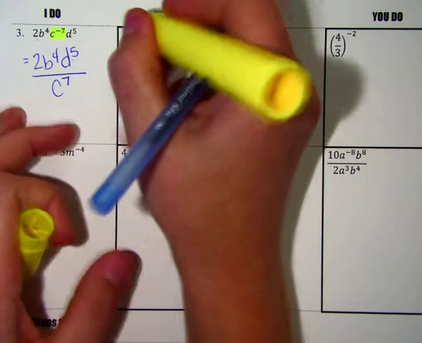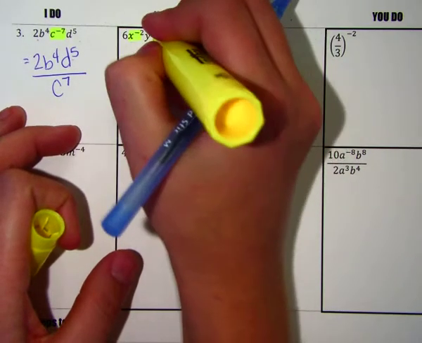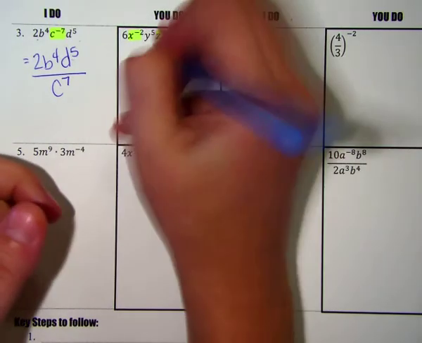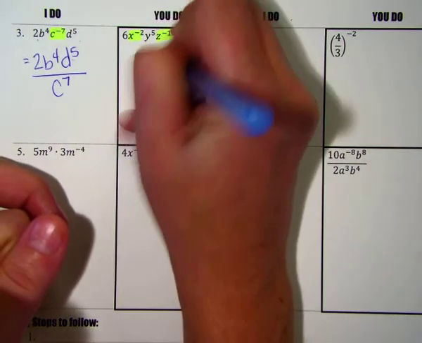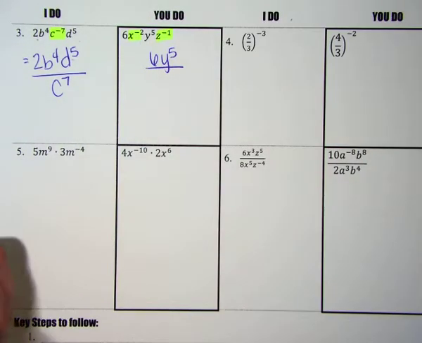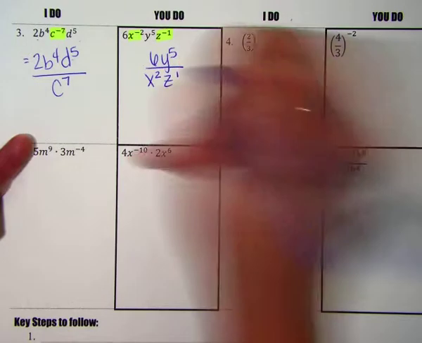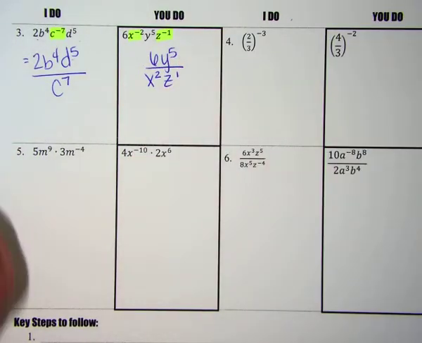This one, I'll do this really quickly. I'm going to highlight only the bases that have a negative exponent. I'm going to rewrite the 6 y to the 5th in the numerator because it's not moving. It has positive exponents. Then x squared will go to the denominator. Z to the first will also go to the denominator.